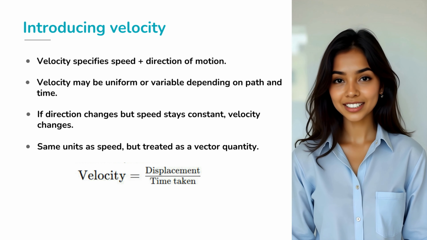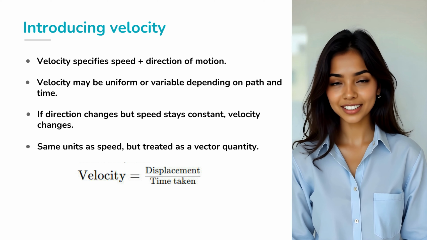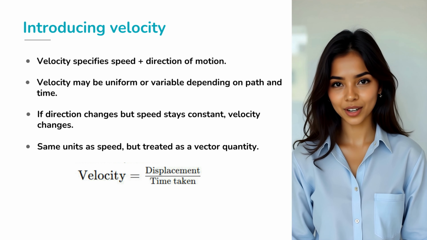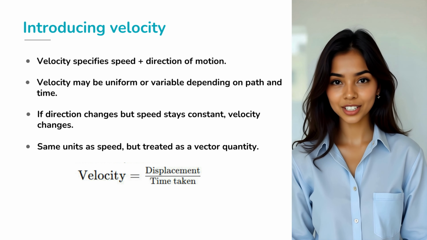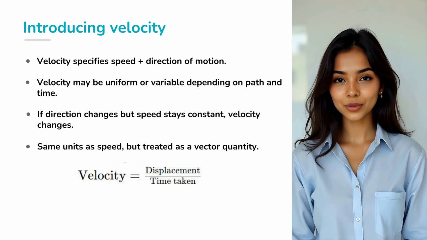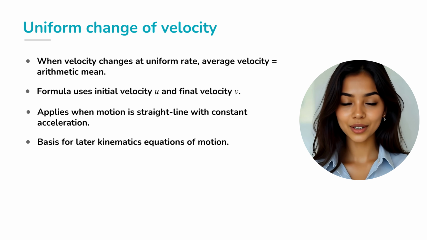If you turn east at the same speed, your velocity changes even though your speed is the same. So velocity is a vector quantity. It has both magnitude and direction. This simple twist makes velocity much more powerful than speed. Now let's refine it further.